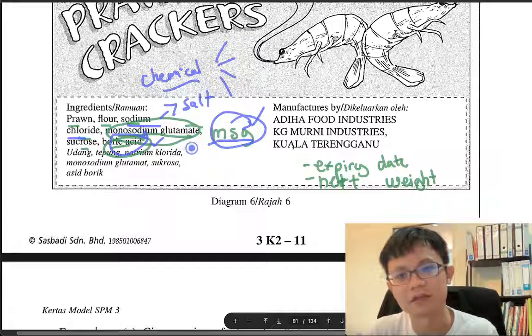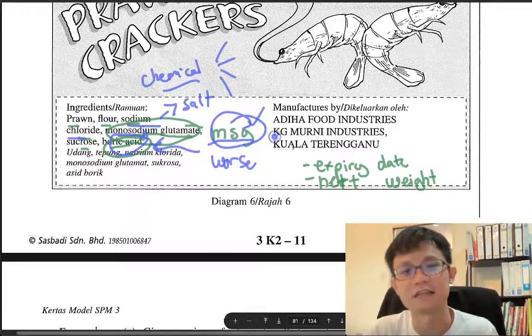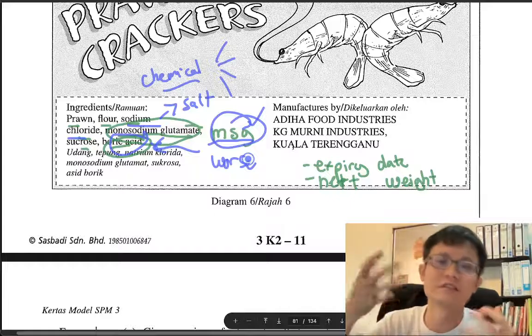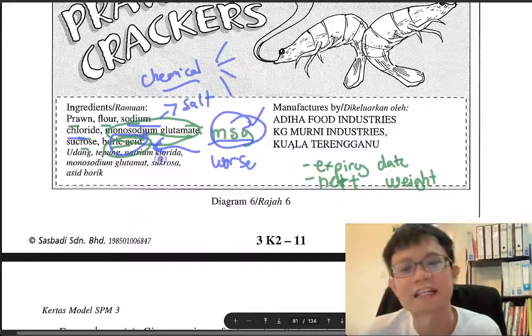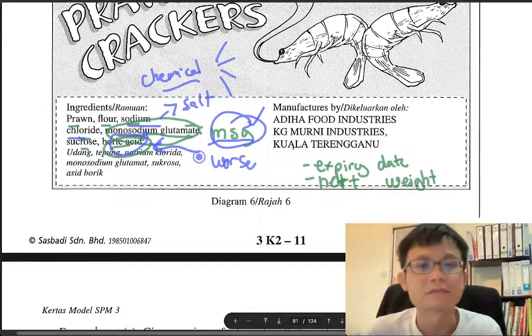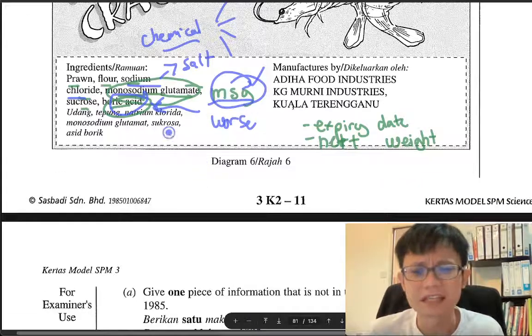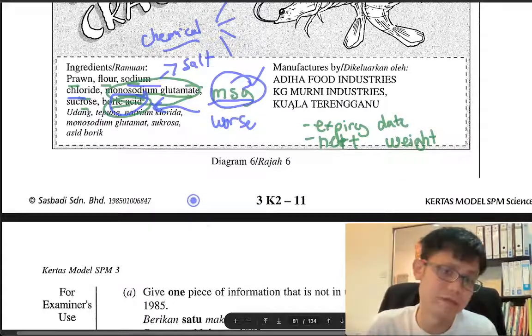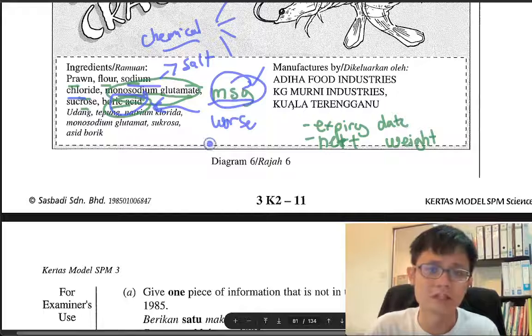I think boric acid will be the worst. And MSG is also worse, but you don't want to put too much. If you put too much, people won't want to buy, it won't taste nice. Salt and so on. So these are some of the things that maybe correlate with cancer also. So don't eat so much.